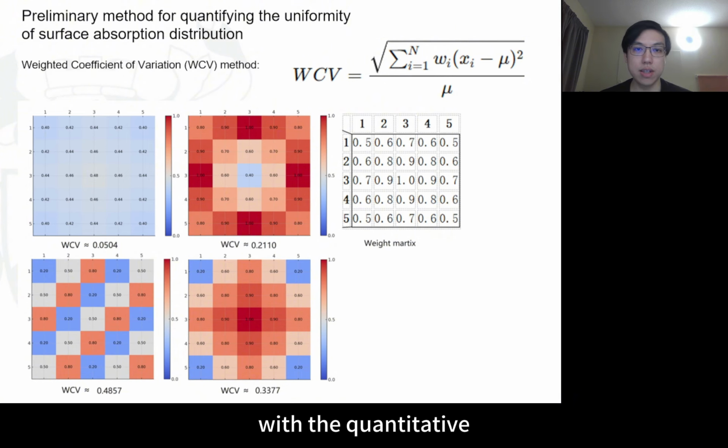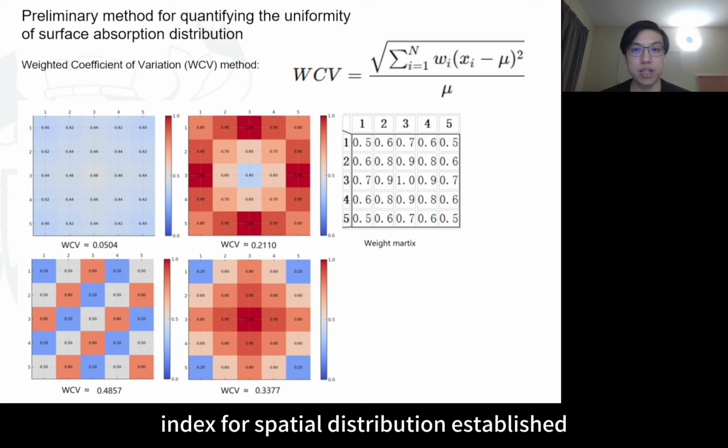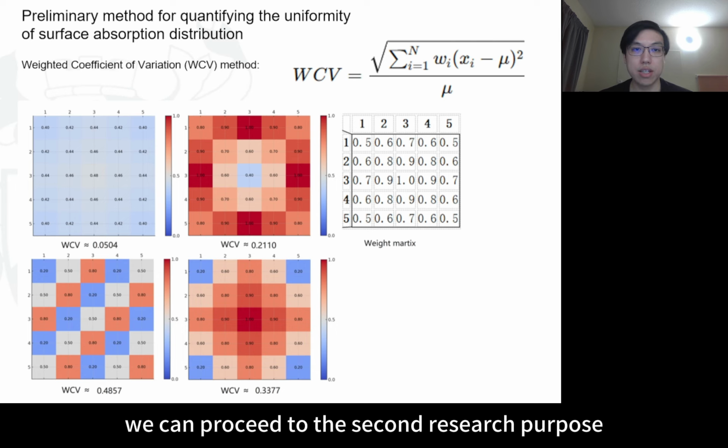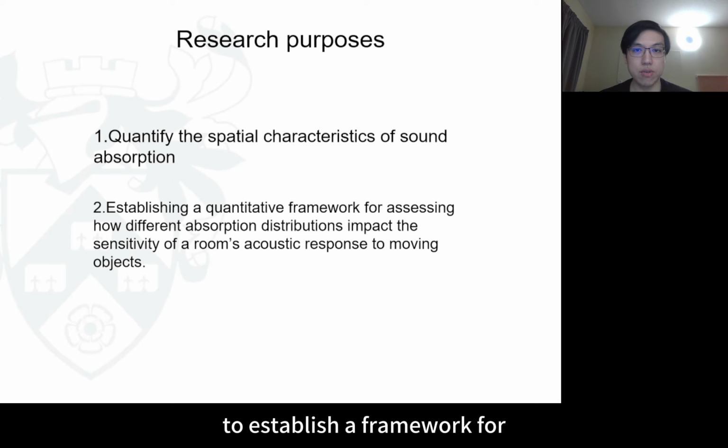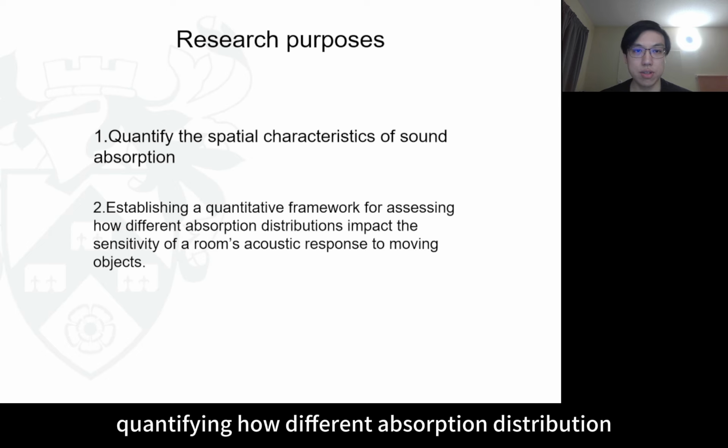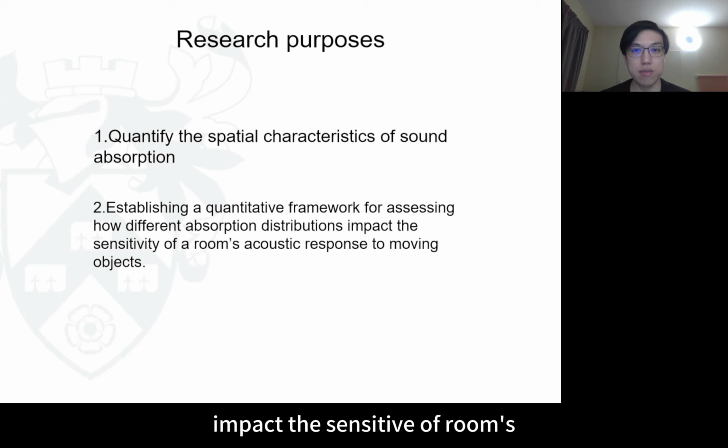With the quantitative index for spatial distribution established, we can proceed to the second research purpose: to establish a framework for quantifying how different absorption distributions impact the sensitivity of a room's acoustic response to moving objects.